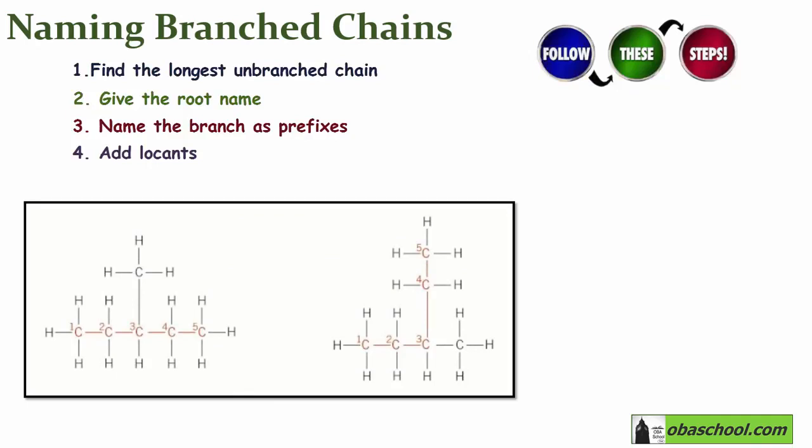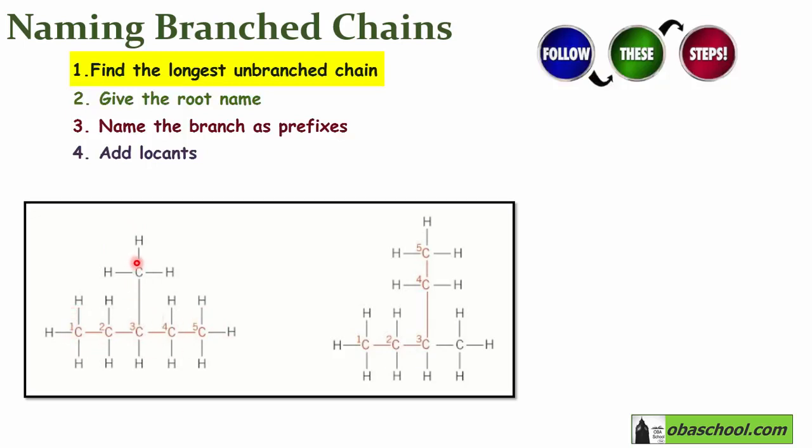We will start with the first one. So first of all, we have to find the longest unbranched chain. So imagine that you are moving with your finger across the chain. To find the longest unbranched chain, you will not have to remove your finger from the paper. So let's count. We have 1, 2, 3, 4, and 5. We have 5 carbon atoms in a continuous chain, whereas this carbon atom over here is not included in this chain.